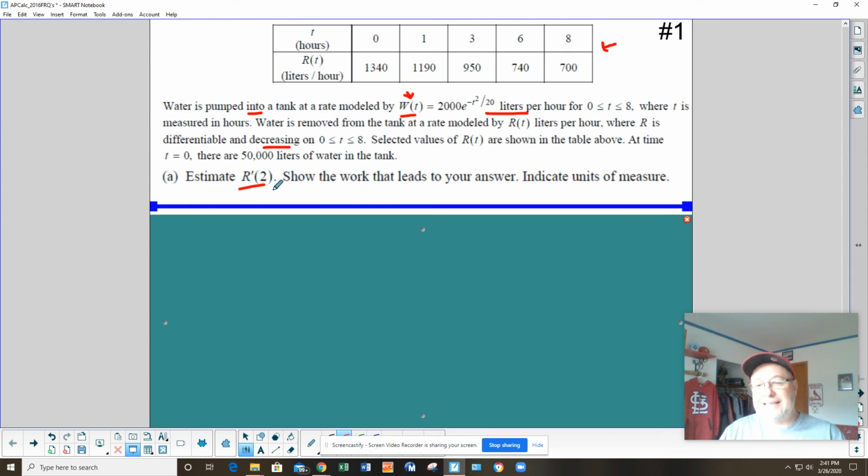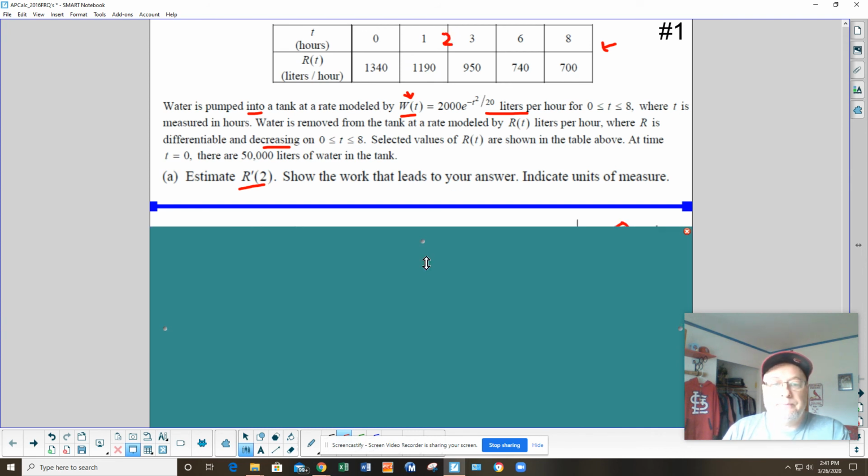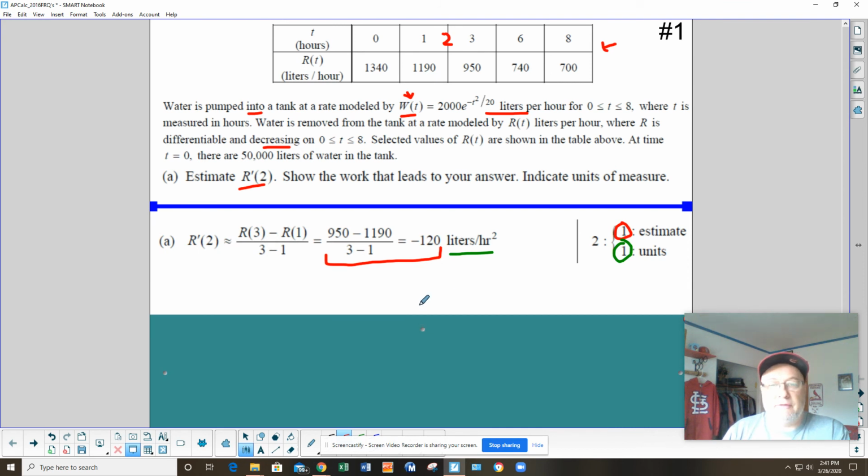This is a classic table problem. What I mean by that is they always give you a table, and they almost always start with asking you to find or estimate a derivative at 2. Since R of t is given in this table, R prime of 2 can be estimated right here between 1 and 3. So that's a slope problem, which is almost always the first kind of question.